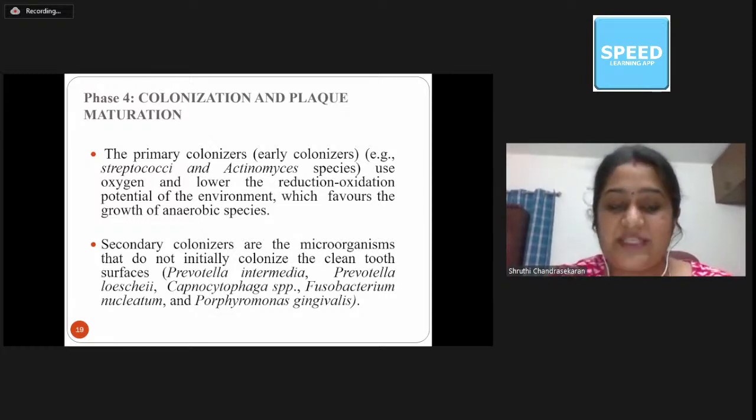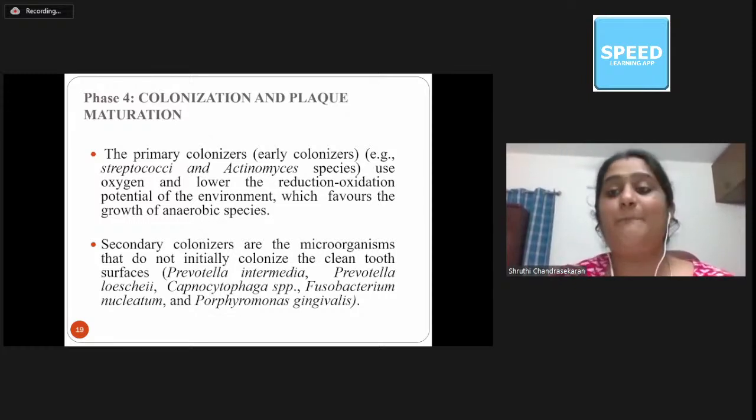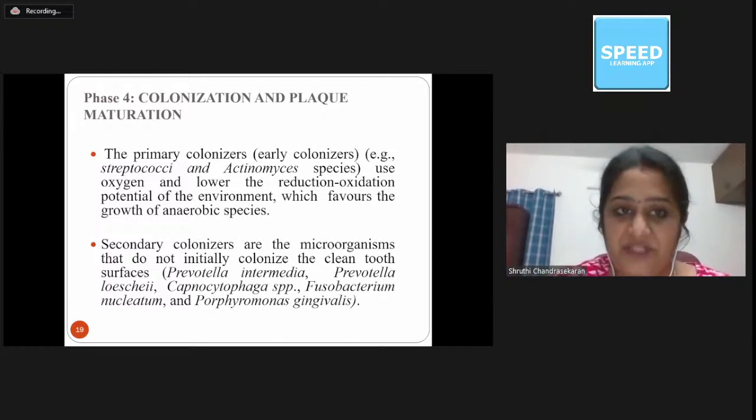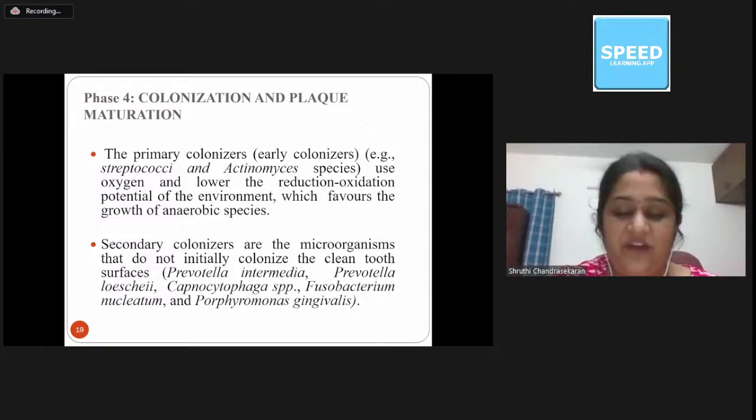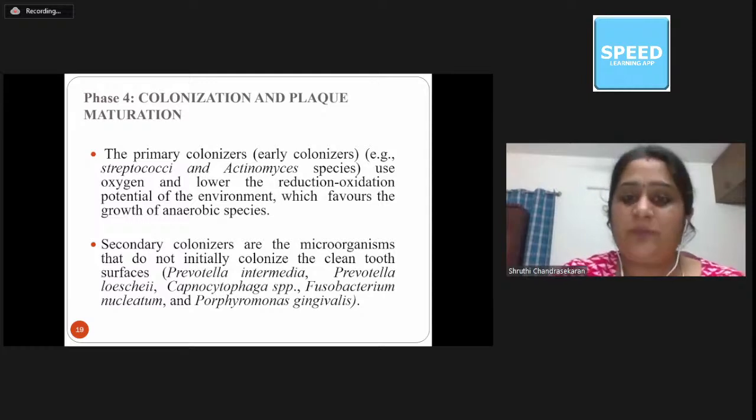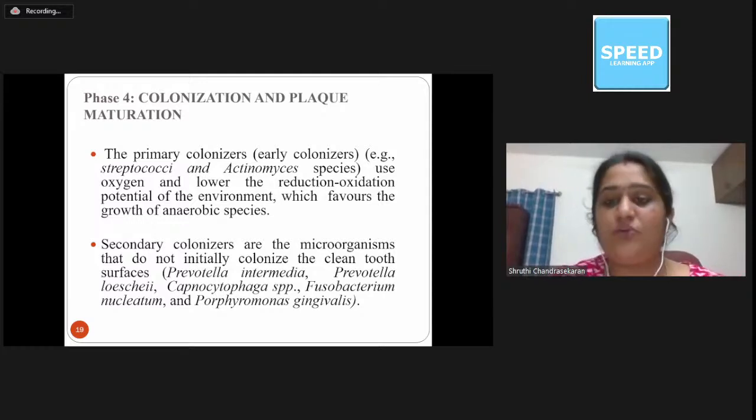And now we will be seeing about the colonization and the plaque maturation. This is what is the most important from exam point of view. So I am explaining this in detail. The primary colonizers, as the name suggests, the primary colonizers are the bacteria which will initially come and invade or attach to the tooth surface. The primary colonizers, also called as early colonizers, are the Streptococcus species and the Actinomyces species.